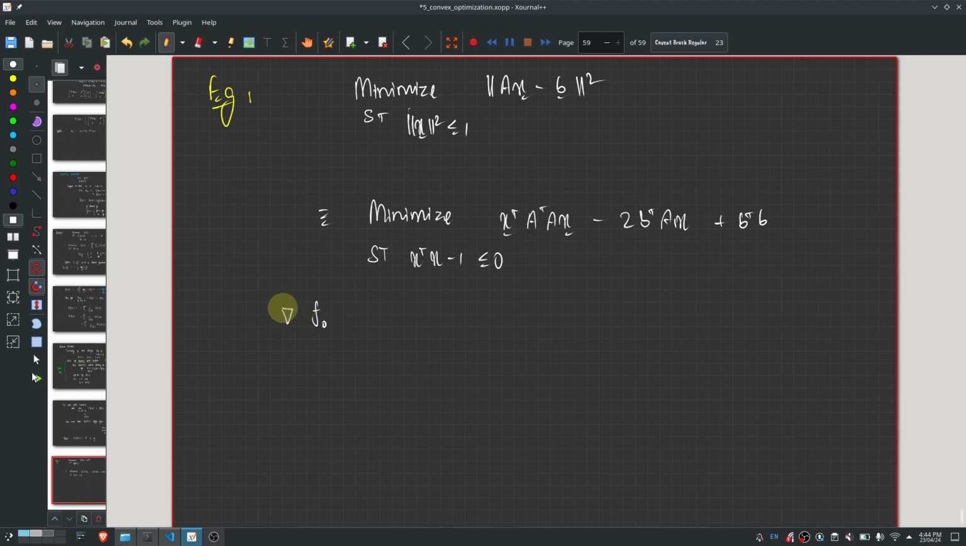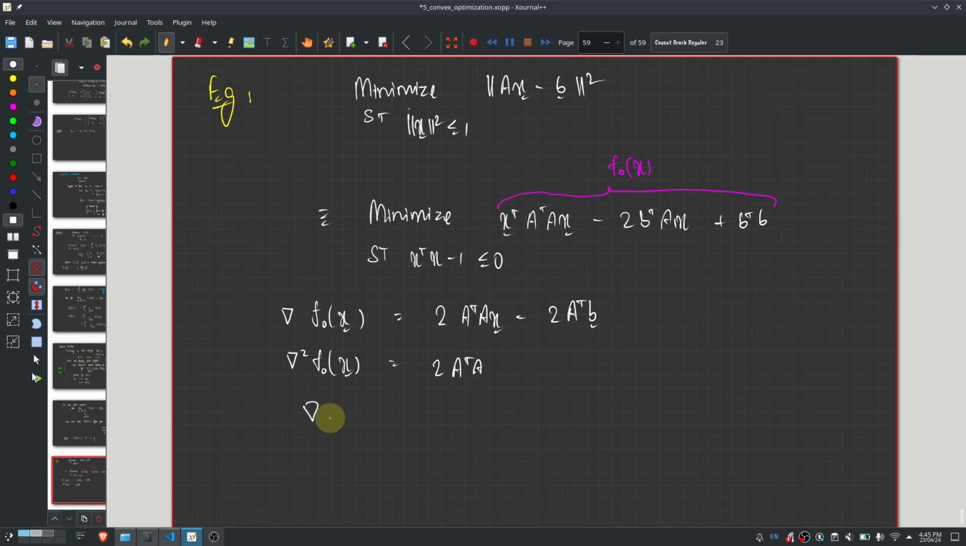What is the gradient of f0 of x? Remember, this is my f0. What's the gradient? Two times A x minus b the whole transpose. Okay, what's an easier way? A transpose A x minus 2 times A transpose b. Right? What is the Hessian? This is 2 times A transpose A. Right?